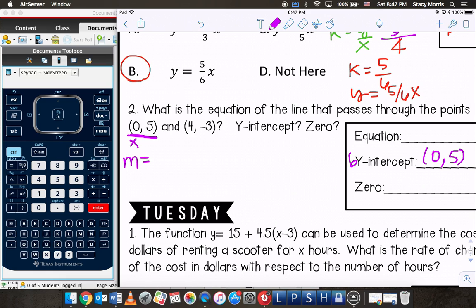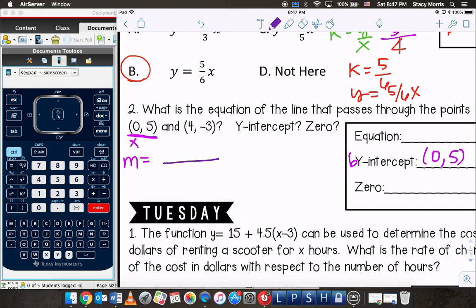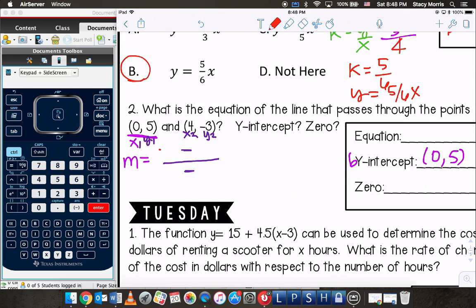So we use the formula y2 minus y1 divided by x2 minus x1. So I'm going to draw my fraction bar, put my minus signs. I'm going to label these x1, y1, x2, y2. And then I'm going to plug in my numbers. So my y2 goes first. That's -3 minus my y1, which is 5, divided by x2, which is 4, minus x1, which is 0.